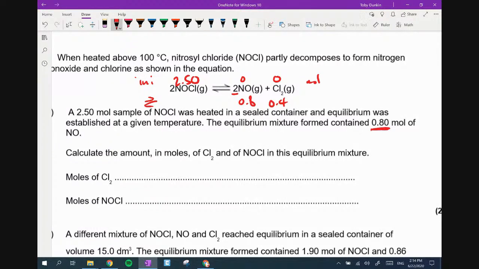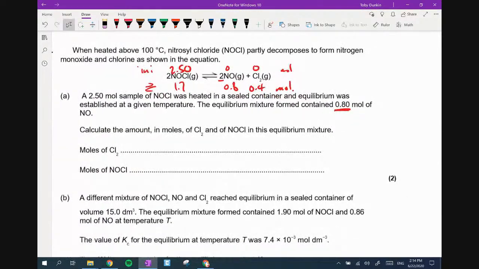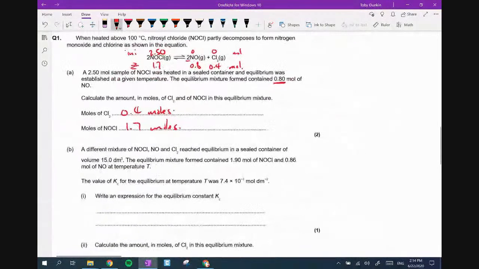2.5 minus 0.8 gives me 1.7, and these are in moles as well, which is nice. I need concentration because the equation is not 1-to-1 to 1-to-1, so we can calculate those. The chlorine is 0.4 moles, and the NOCl is 1.7 moles. Nice and easy start, because they gave me moles, so I don't have to work too hard on it.